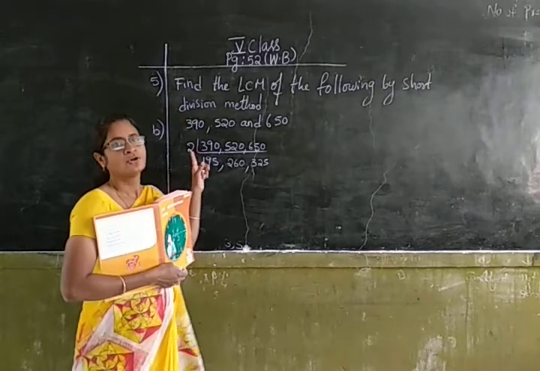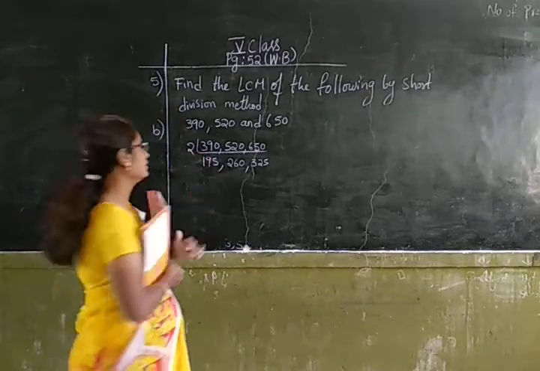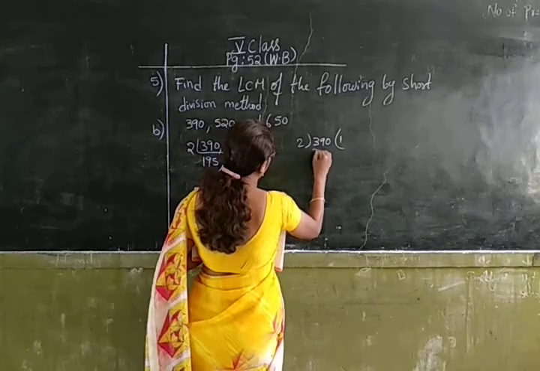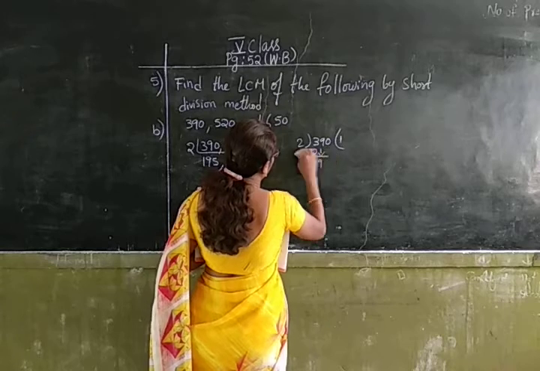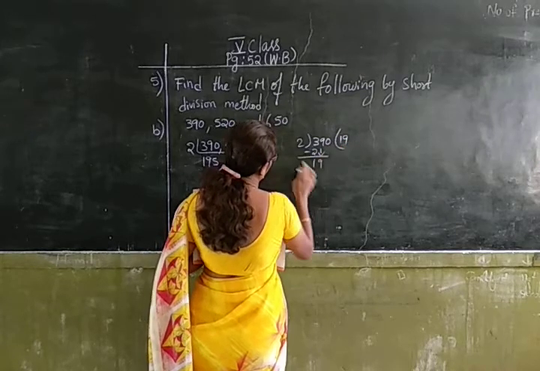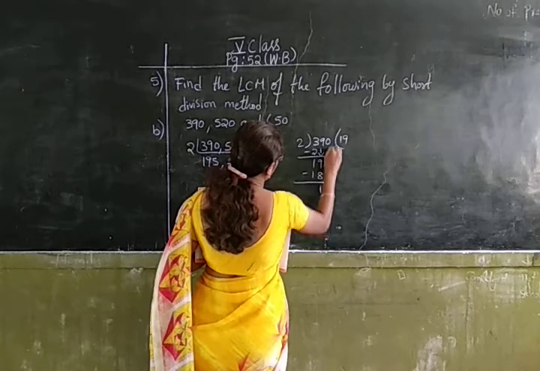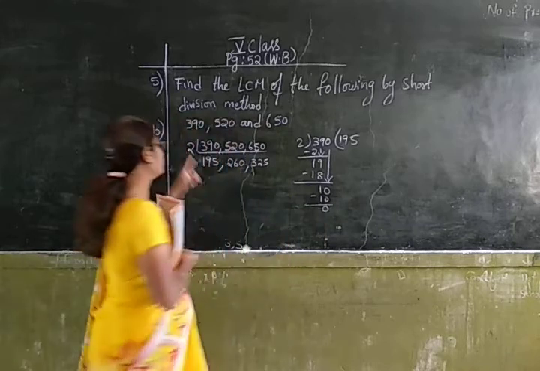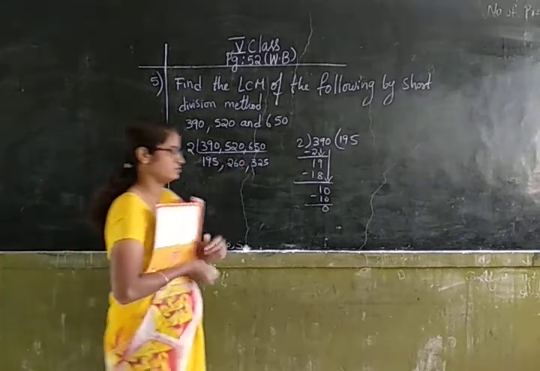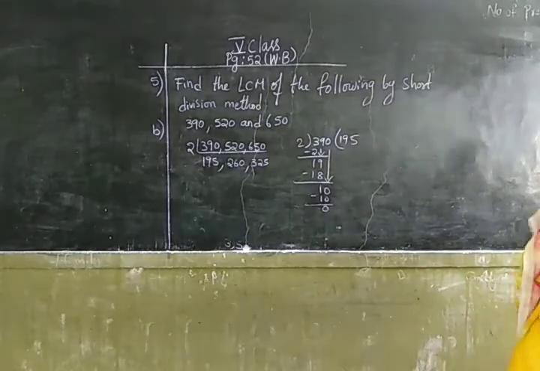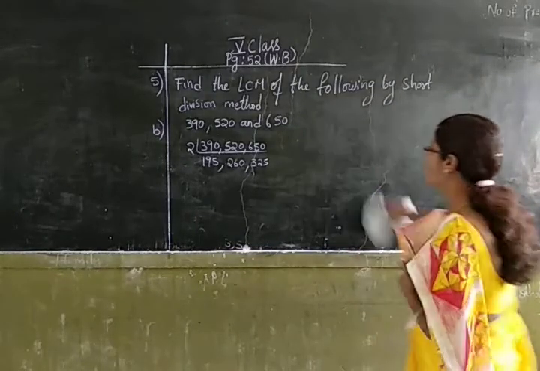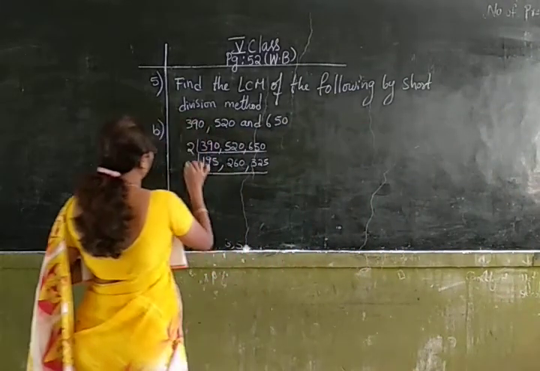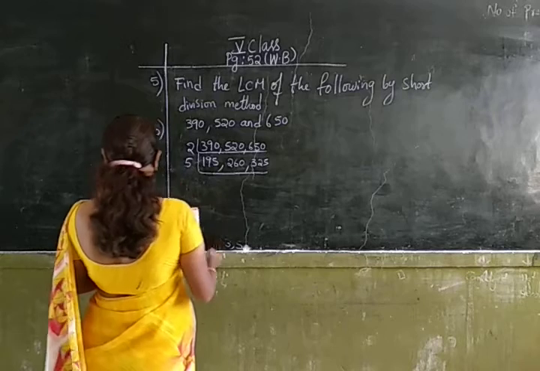Children, if you don't know, you can divide the number by 2 and write the answer. I will show you one. 390 divided by 2. 2 goes in 3 one time. Bring down 9. 2 goes in 19 9 times. Bring down 0. 2 goes in 10 5 times. So if you don't know how many times 2 goes, you can divide and find out. Okay children?